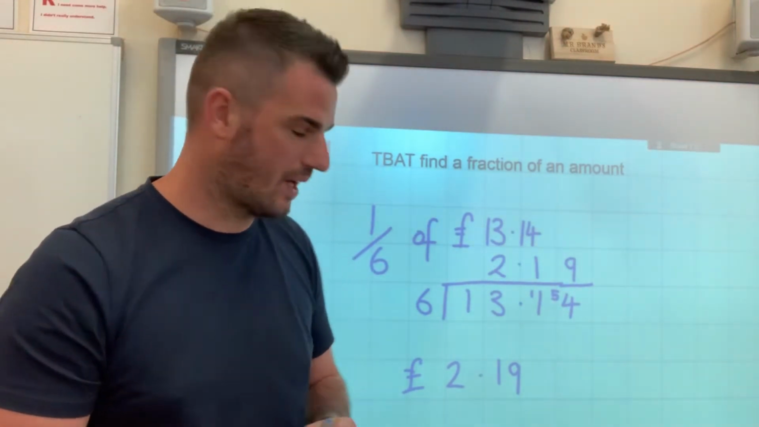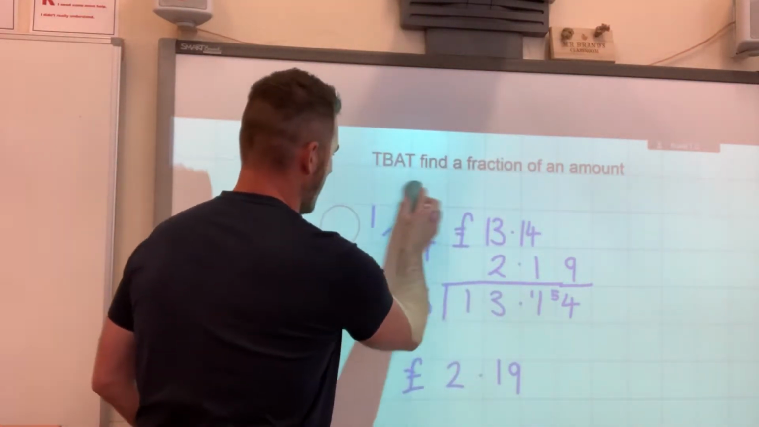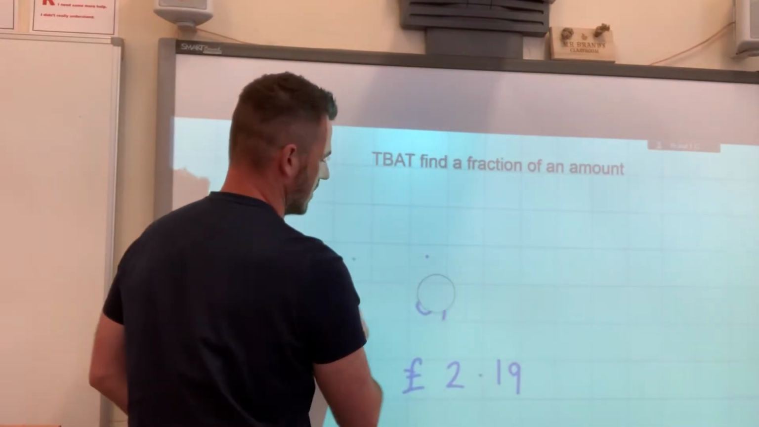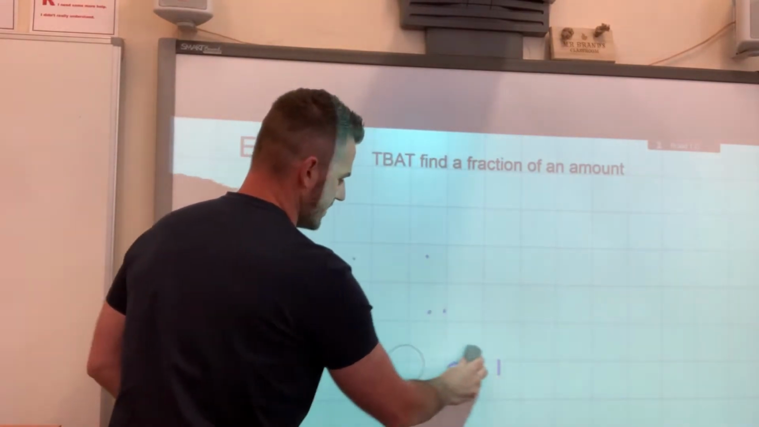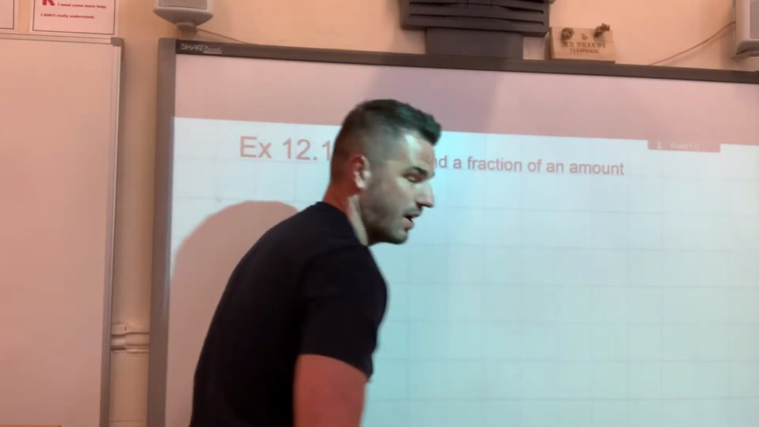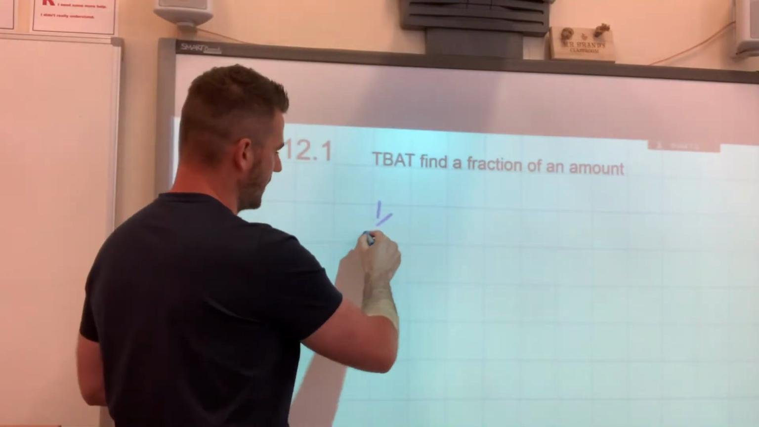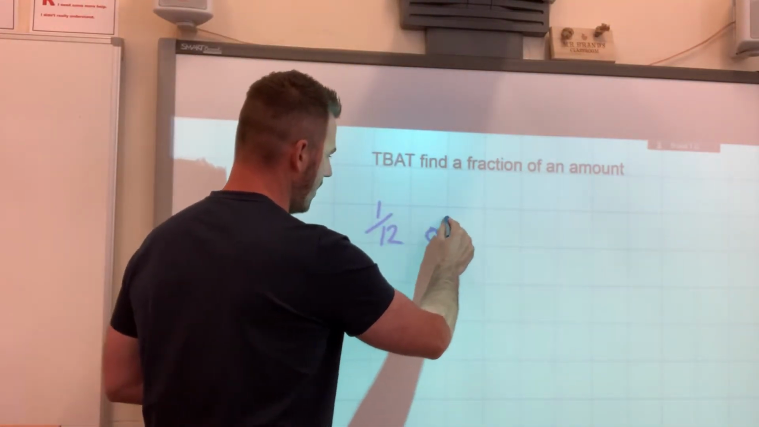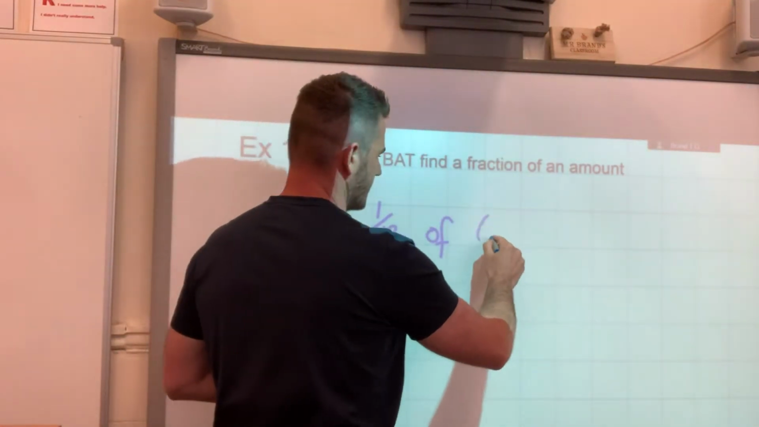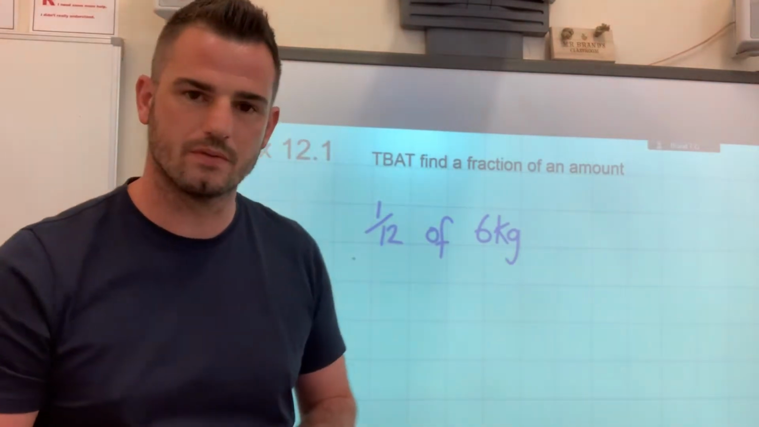Now the questions do get slightly trickier when we are dealing with other units of measure. So if I give another example here, hopefully that will illustrate the sorts of things that you might find. The question is, we've got a 12th of 6 kilograms. A 12th of 6 kilograms.